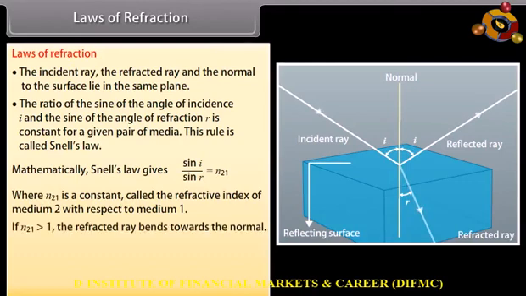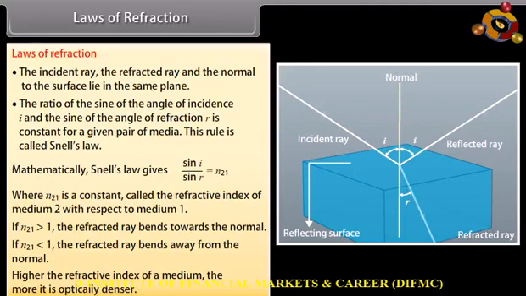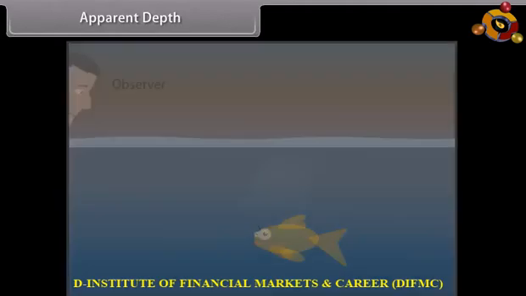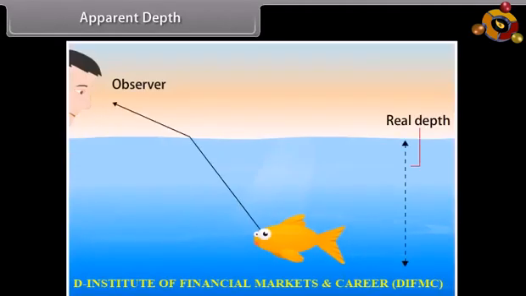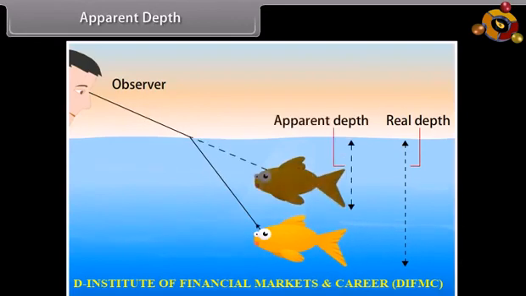If n21 is greater than 1, the refracted ray bends towards the normal. If n21 is less than 1, the refracted ray bends away from the normal. Higher the refractive index of a medium, the more optically denser it is. Apparent depth. Due to refraction, an object in another medium, say in water, appears to be raised.